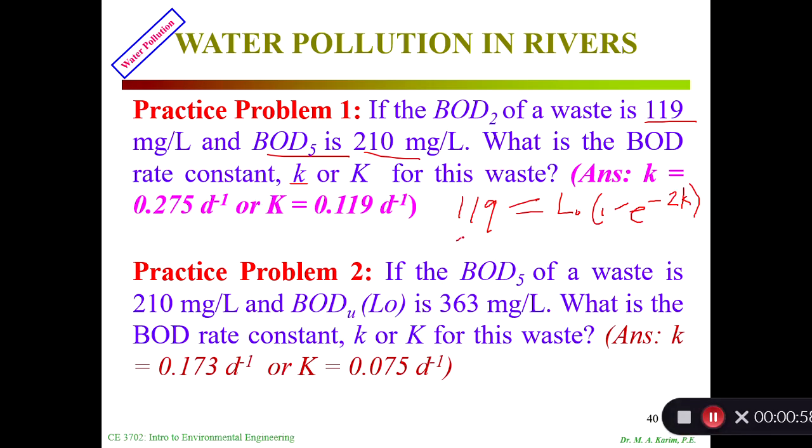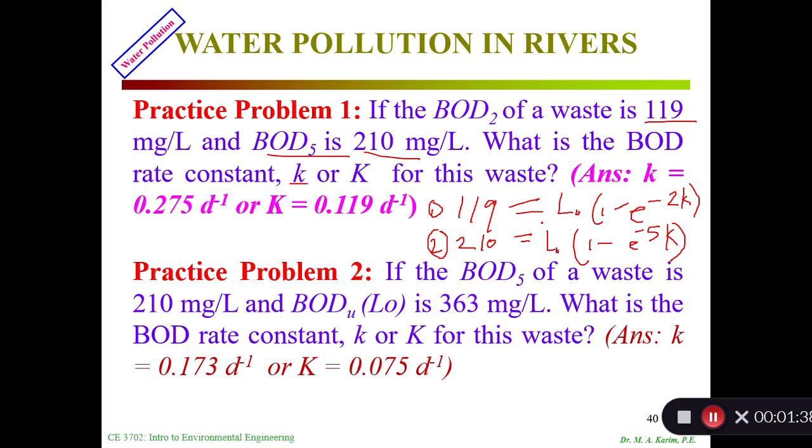The other equation would be that the 5-day BOD is 210, right? So 210 equals L0 times 1 minus e to the power minus 5k, since it is the 5-day BOD. Now I have two equations, equation 1 and equation 2, but I have two unknowns. What are the two unknowns? One is L0, the other is k. The best way to solve two unknowns with two equations is to do some operations so we can get one and come up with the other.